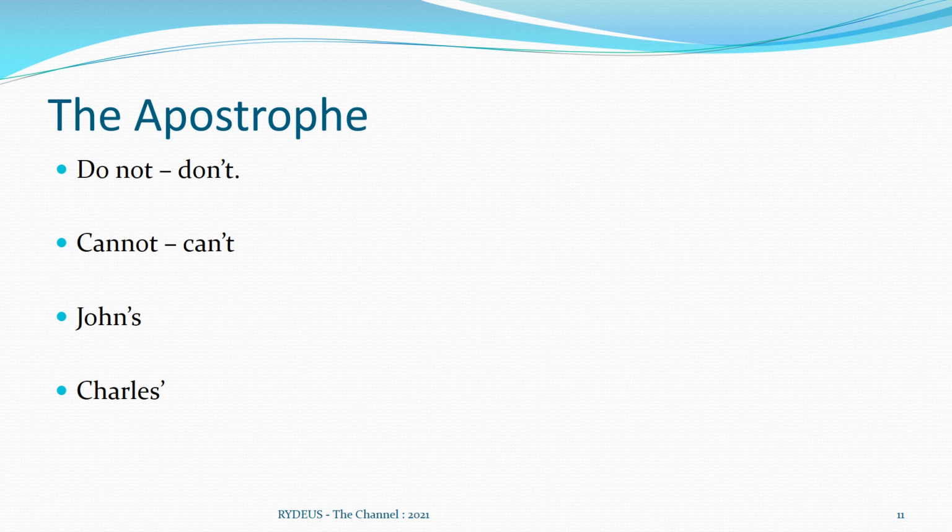The apostrophe. The apostrophe does two things. One, it helps with contracting words or phrases, and it also shows possession. Some of the frequently made mistakes in this regard: in terms of contracting, it is used for informal writing, or it's used for conversation. You do not use contracting in formal writing.